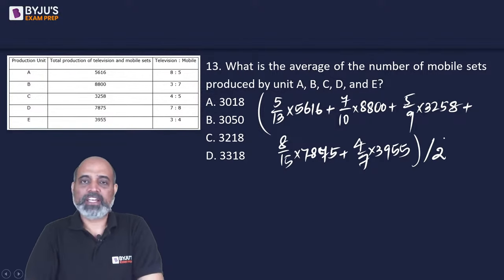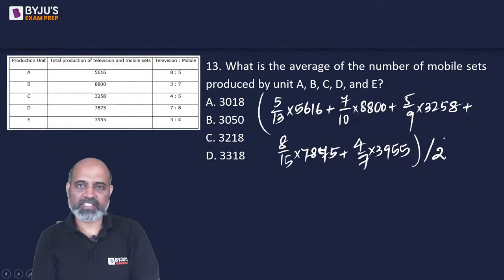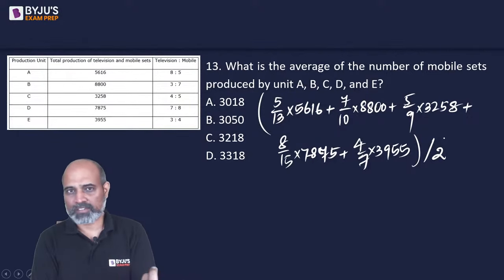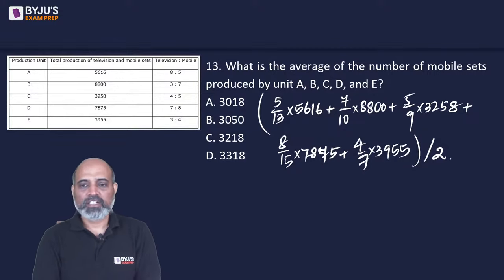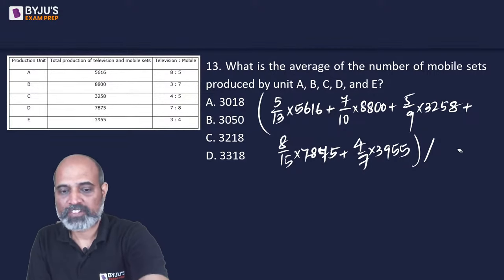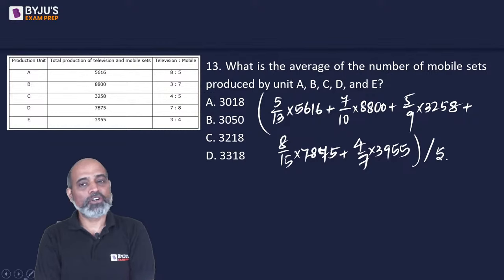See, options are pretty close. If one was 3000, one 7000, one 10,000, we could have done it. Now there is only a difference of 100 or some 20s, 30s. Sorry, not divide by 2, by 5. There are 5 numbers, no? So it's not going to be that easy.